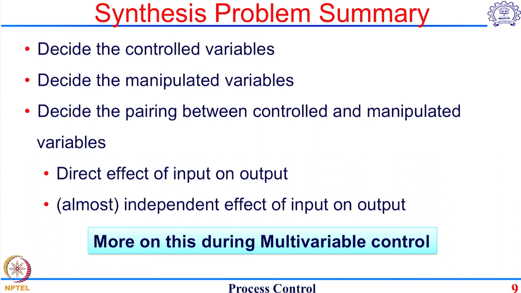So we'll right now restrict only to multi-loop SISO control strategy. So you have to select which particular input is used to control a particular output. So when you want to do that, you typically focus on two particular things. One is that the input should have a direct effect on the output, so that that particular action is very fast. And the other thing which you want is that when this controller works, it should not disturb all the other variables. So the effect of that input should be exclusively on that output.